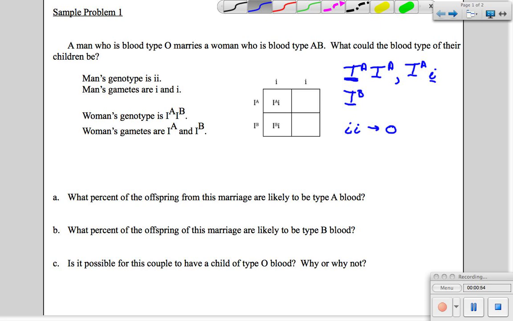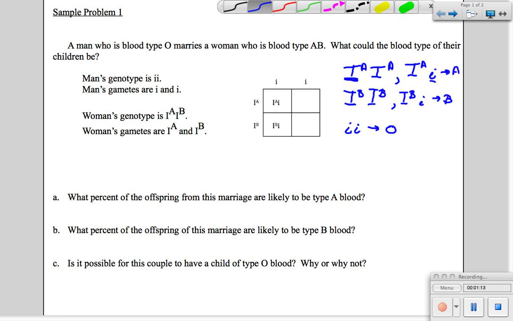Likewise, for type B, there are two ways to be type B blood. You can be homozygous with the type B allele, or you can have one of the type B alleles and then the recessive i allele. This is for blood type, and this would give rise to type B blood. The first example would give rise to type A.